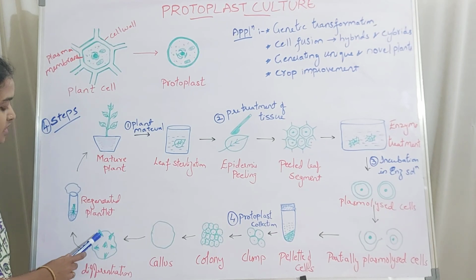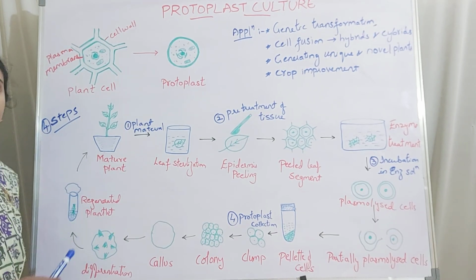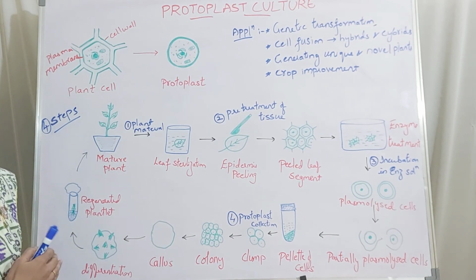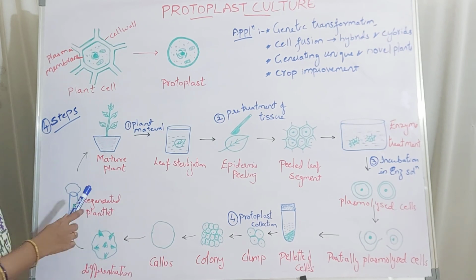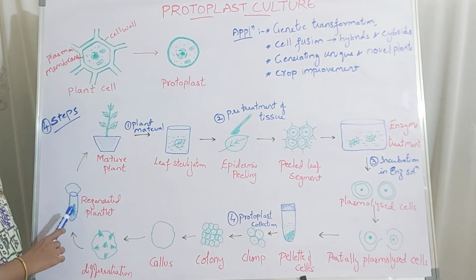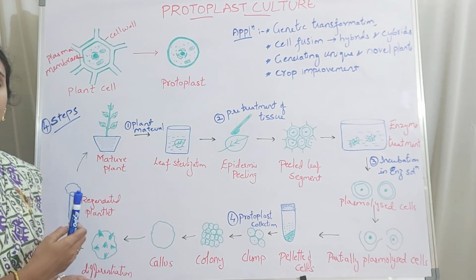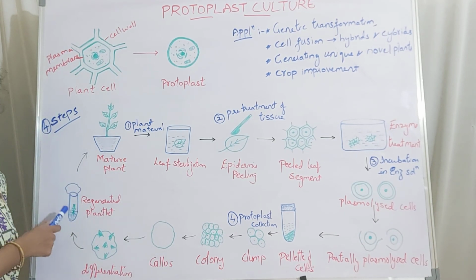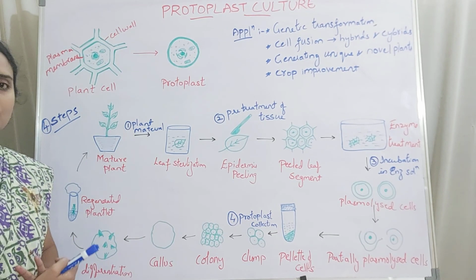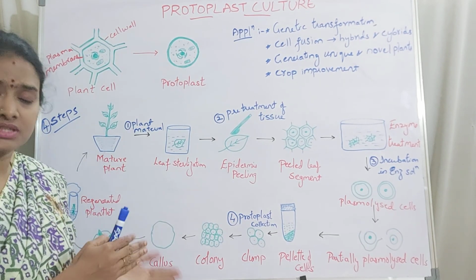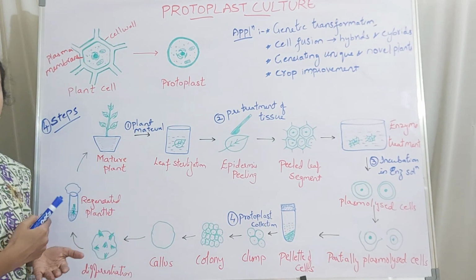Now these meristemoids will be transferred to another media, the shooting media, where the auxin to cytokinin ratio will be 1:3. You incubate them so that shoot formation is initiated and shoots are formed. After the formation of shoots, you transfer them to the rooting media, where the auxin to cytokinin ratio is 3:1. Auxin must be more so that the roots are initiated.